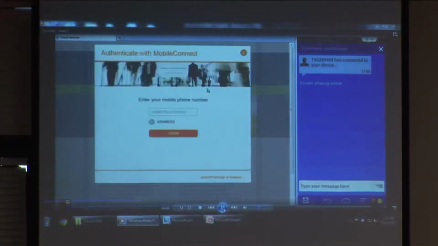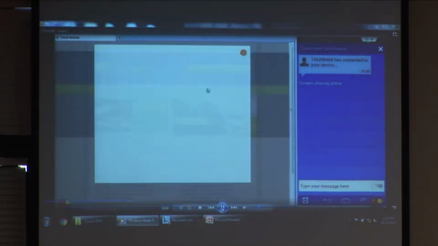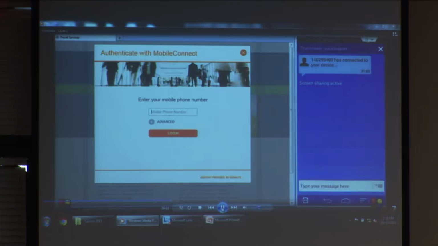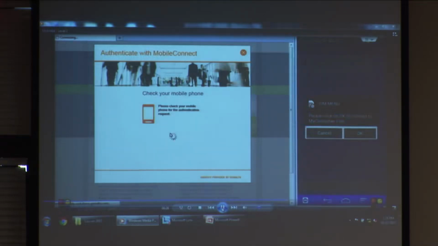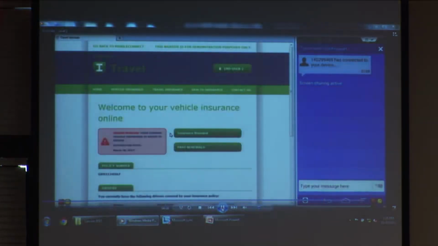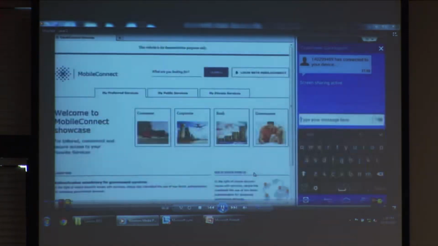Okay, so here we see on the left-hand side the service provider page, and on the right-hand side the screen sharing of a mobile device. On the left-hand side, we saw that the user came and clicked on the Mobile Connect button, and then he's presented with this page. The user enters his mobile phone number here and clicks on login. Then he's asked to check his mobile, and on the mobile phone, he receives an SMS asking if he wants to log in to that service provider. The user clicks OK, and out of band, the response is sent back to the identity provider, and from there it's redirected to the service provider, and the user is logged in.